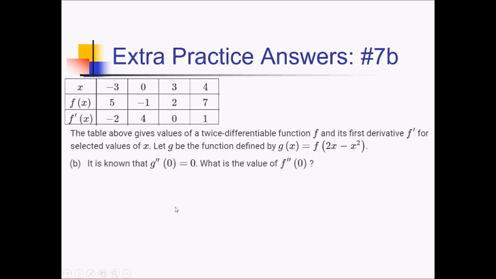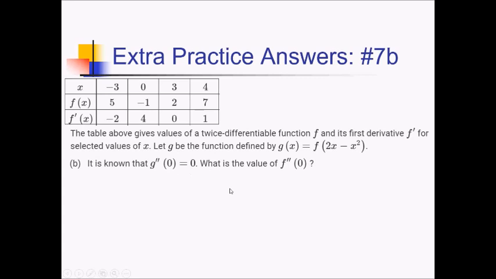On this problem part, we're told that g double prime of 0 has a value of 0. Based off of that, we want to know the value of f double prime of 0. Well, the way we can do this one, since the g function is partially defined by using the f function, perhaps in the process of finding g double prime of 0, we'll end up with an f double prime of 0 in there somewhere, and we'll be able to solve for that when we set this equal to 0. So let's start by just finding g double prime of 0, and we'll go from there.